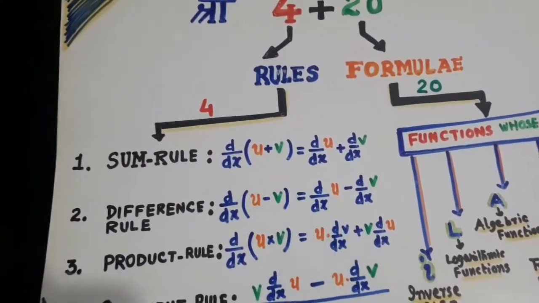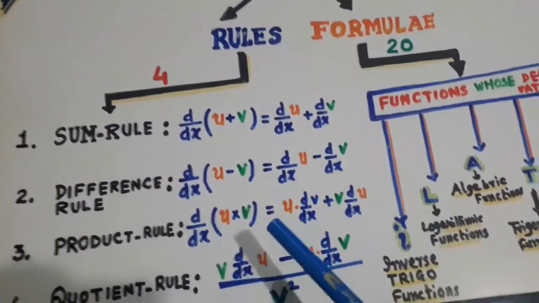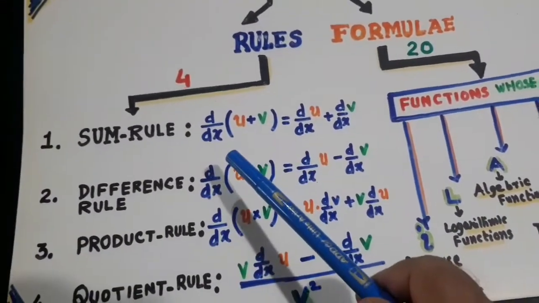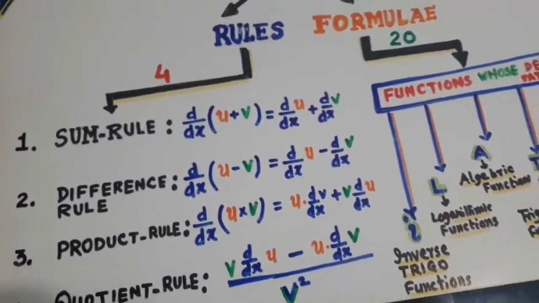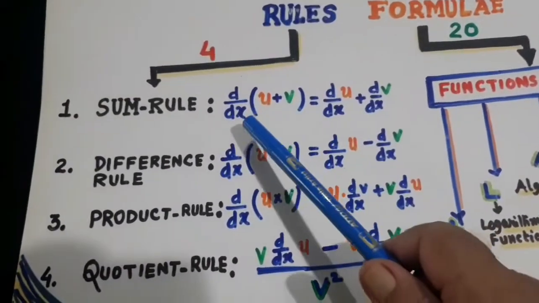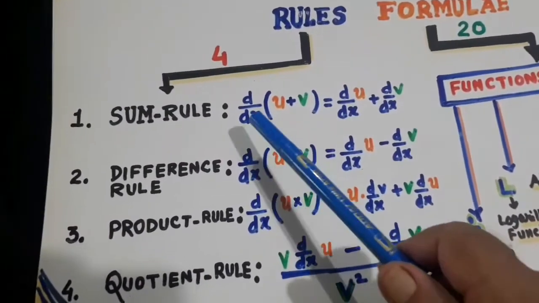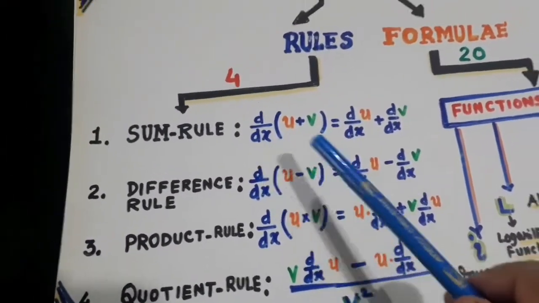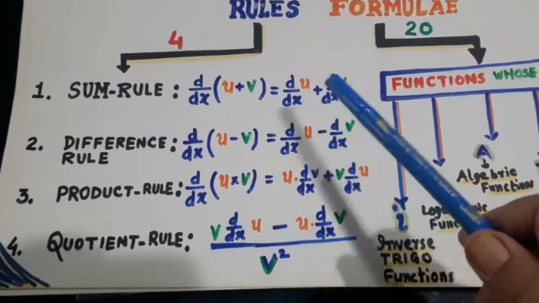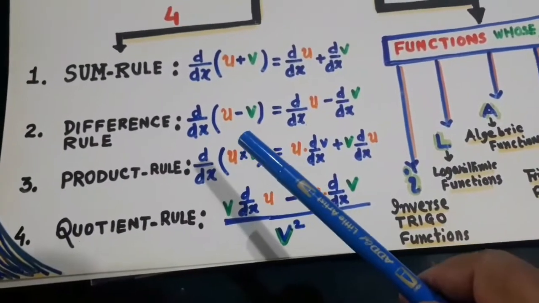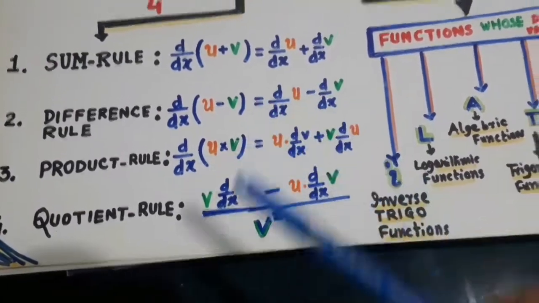ddx of u plus v is ddx of u plus ddx of v. ये जो ddx है अंदर जाएगा, पहले u से राम राम करेगा, फिर ये v से राम राम करेगा, hello करेगा. Firstly ddx will say hello to u, then it will say hello to v. So it will become ddx of u plus ddx of v. Same way, difference formula: ddx of u minus ddx of v.